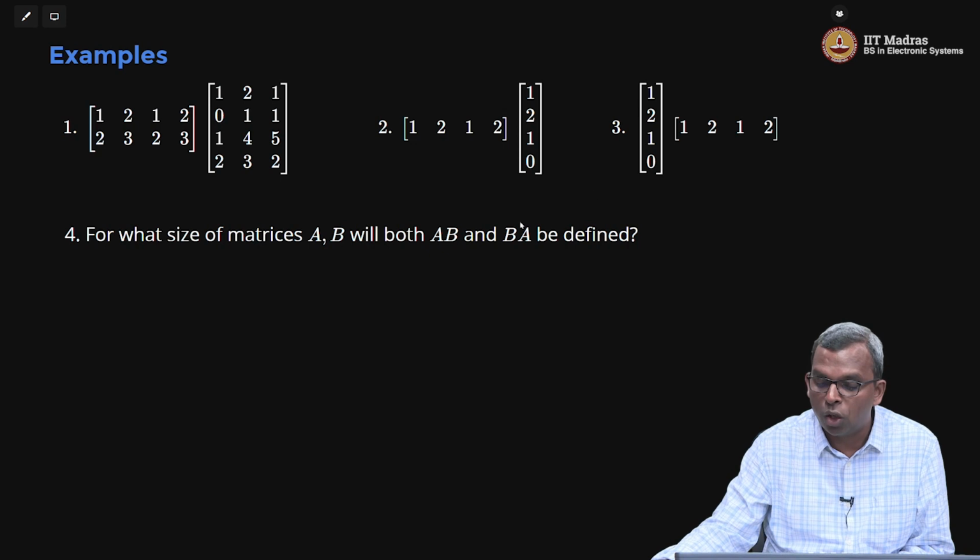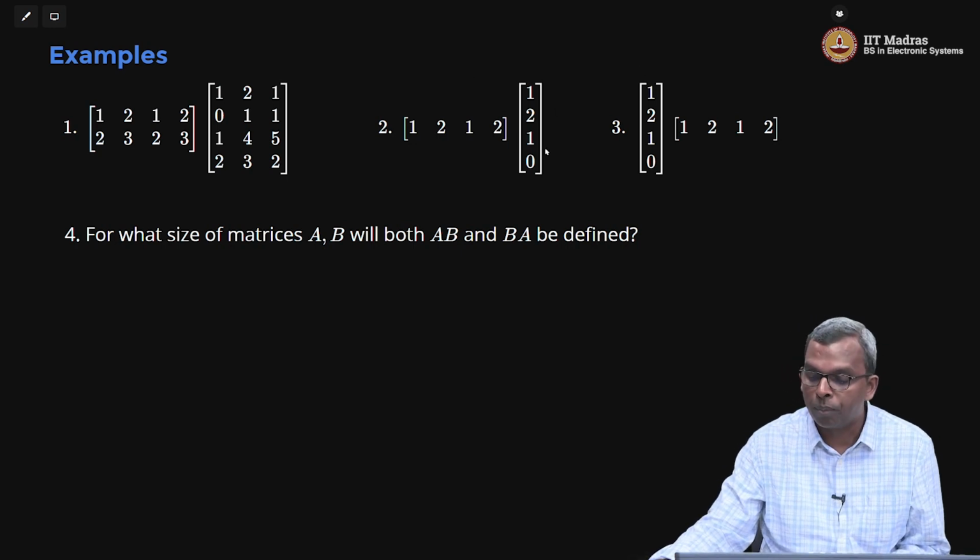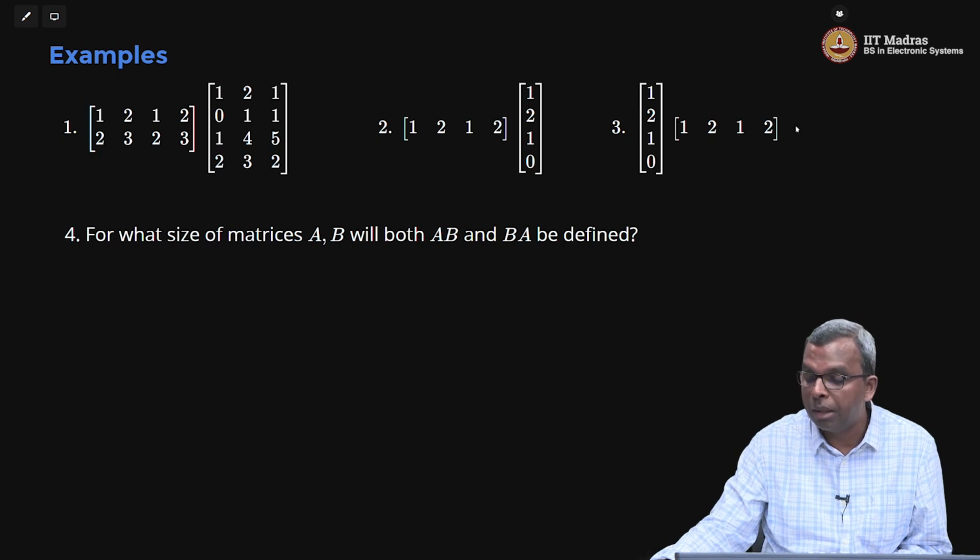There are very interesting looking products like this, which is a row vector multiplied by a column vector. This will give you a scalar, right? A 1 by 1 value. This column vector multiplied by a row vector, on the other hand, will give you a 4 by 4 matrix. Think about why that is true. This vector multiplying this vector will give you the first row as 1 2 1 2, second row 2 4 2 4, third row 1 2 1 2, last row 0 0 0 0. So there will be a 4 by 4 matrix here.